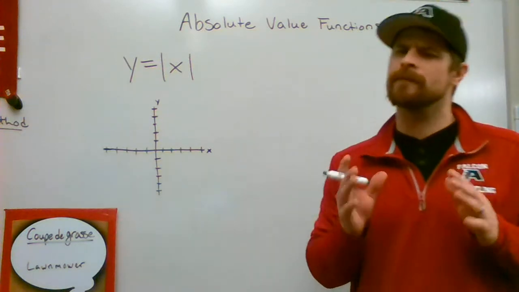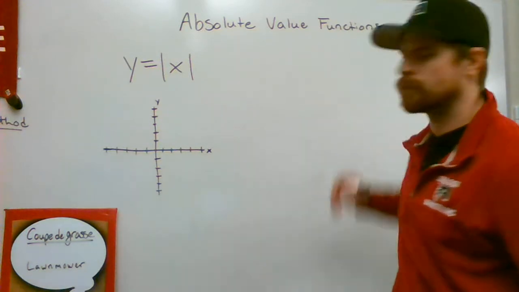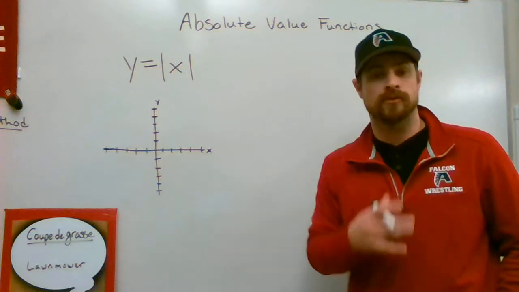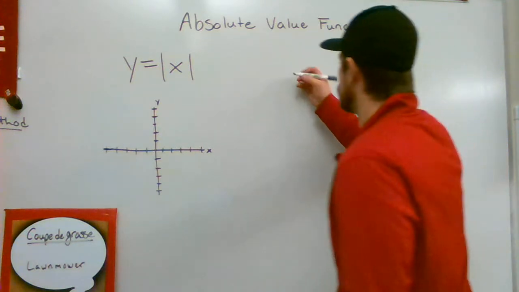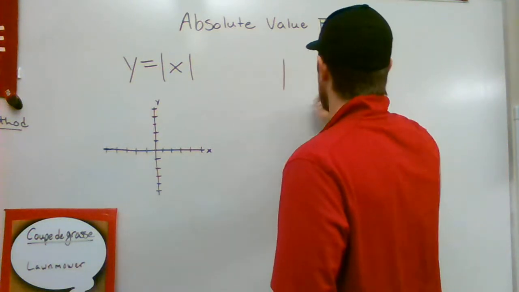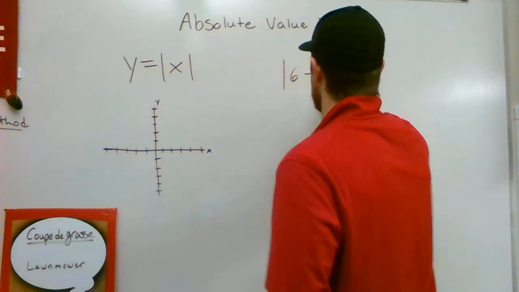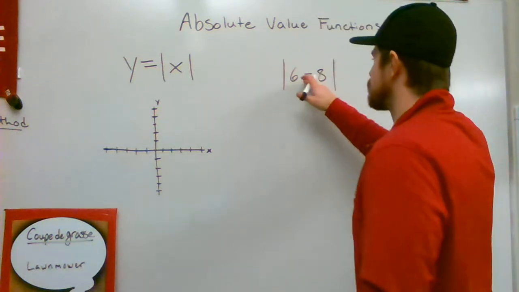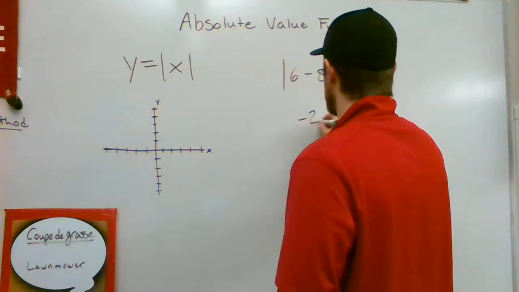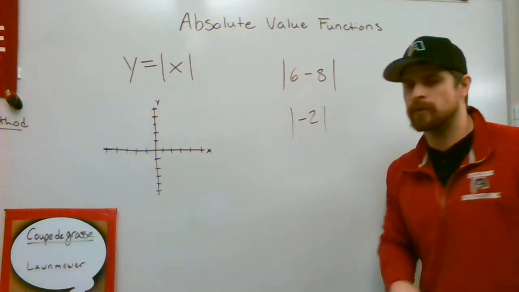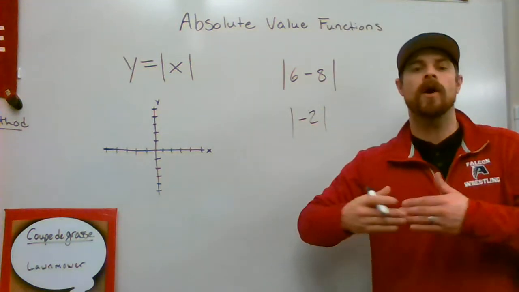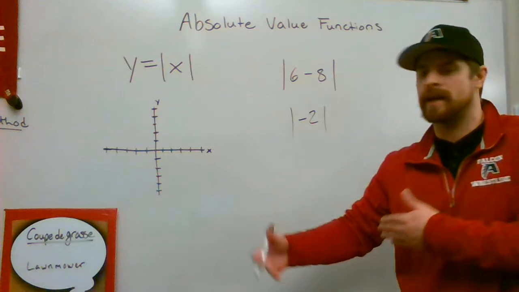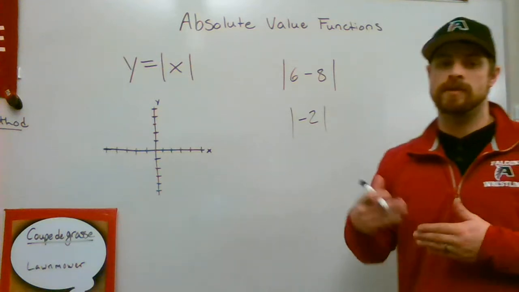So I'm going to do a very quick little review on what absolute value bars really mean. If I were to take the absolute value of 6 minus 8, you would have worked this out in previous years, and you would have said 6 minus 8 is going to give you a negative 2. Now, what an absolute value bar really truly means is how far, what would be the distance on a number line that value is to 0.